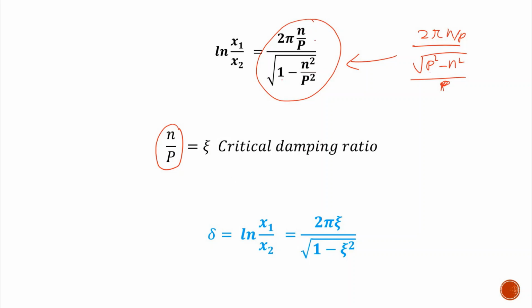I am substituting this n by p with zeta. Then we can write the logarithmic decrement delta, or ln x1 by x2, is equal to 2π zeta by root of 1 minus zeta square, where zeta is the critical damping ratio. So this is the equation for logarithmic decrement, and this is how we derive it.